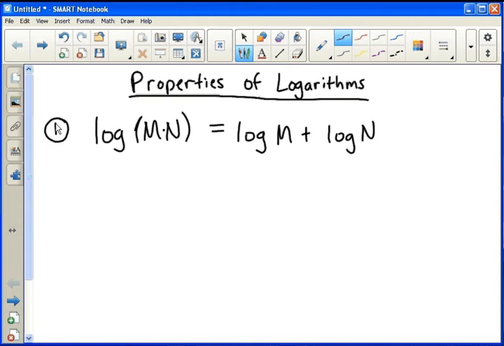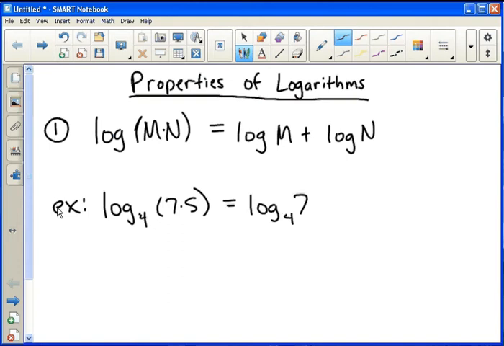The only thing is you have to make sure you stay in that log, whatever you start with. So log base 3 has to stay log base 3. Natural log has to stay natural log. So just as an example, let's say we have log base 4 of 7 times 5. What this property allows you to do is split this into two, say log base 4 of 7 plus log base 4 of 5.